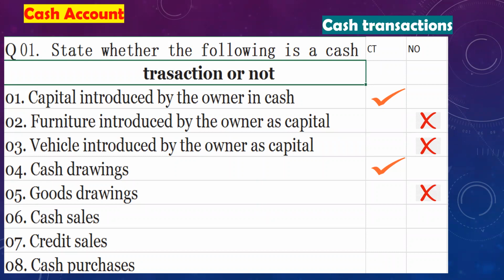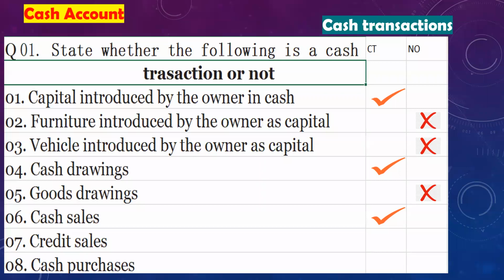Let's see number 6. Very easy. Cash sales. You are selling goods in cash. So when you sell the goods in cash, you receive money. There is a cash movement. You are receiving money. Therefore, it is a cash transaction.